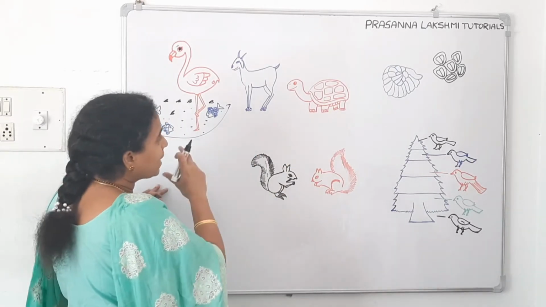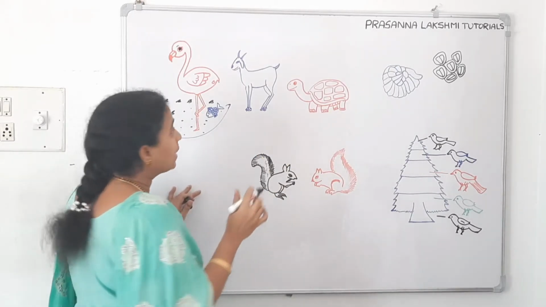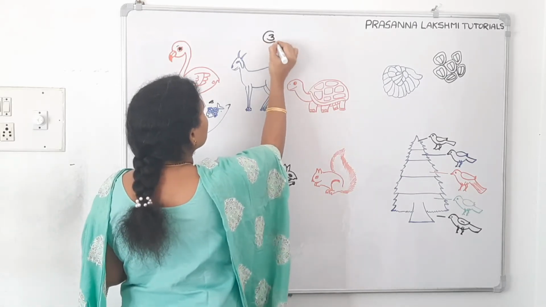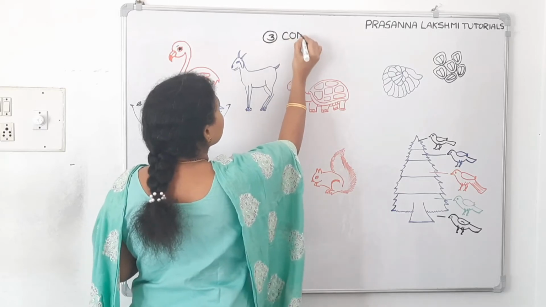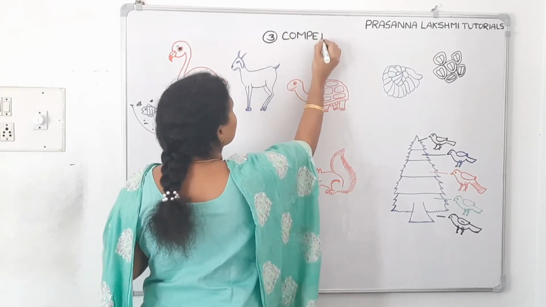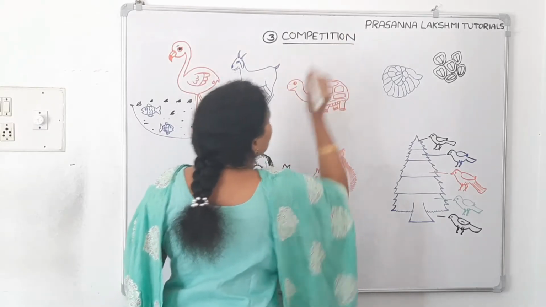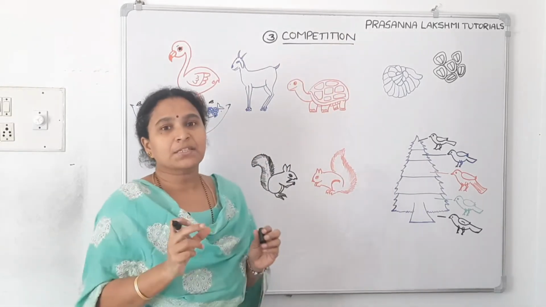So taking these examples, we're going to understand what competition is. So we're talking about the third population interaction. What is that? It is competition. Now, we have seen the symbols, like we are given symbols.